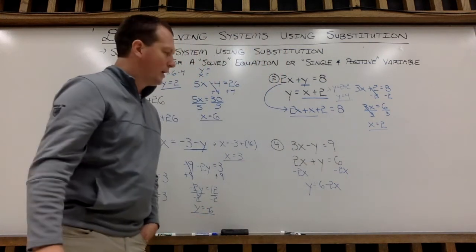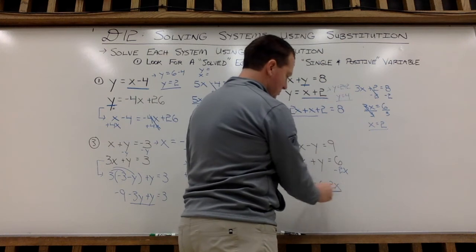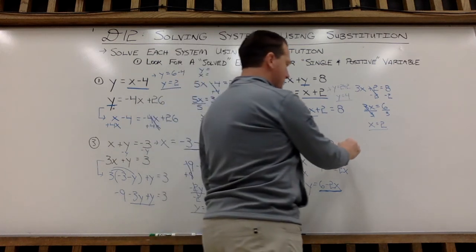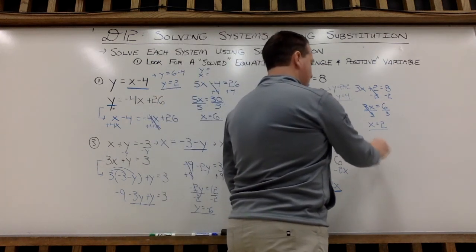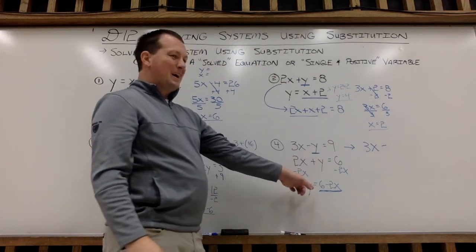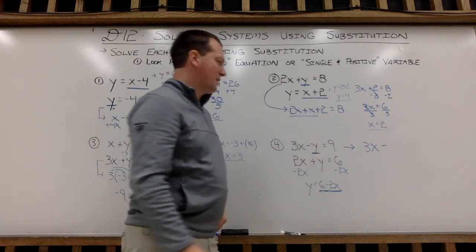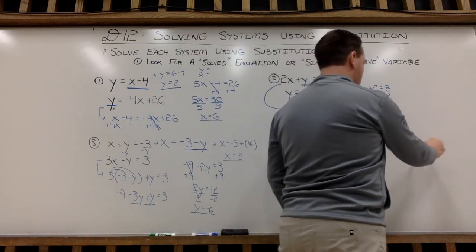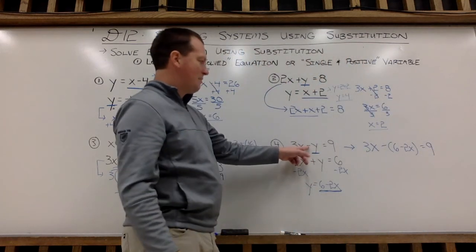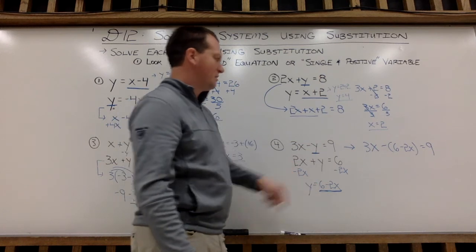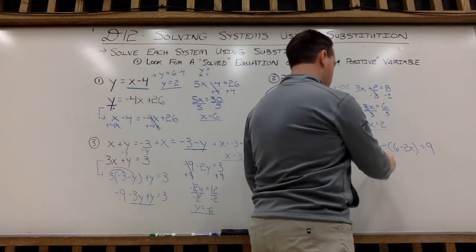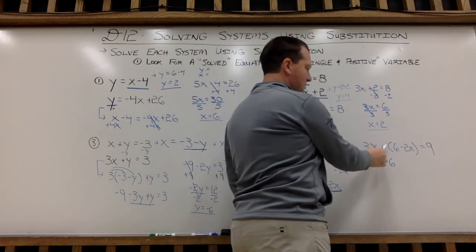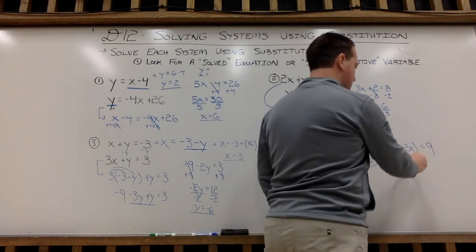All right, ready or not, here we go. So I'm going to put 6 minus 2x in for y in the other equation, right here after this minus sign. So I'm going to have 3x minus, I need to take the opposite of y's value. So I'm going to put in parentheses here, 6 minus 2x will equal 9. So I'm going to take the opposite of y, the opposite of positive 6, which is negative 6. And then the opposite of negative 2x, minus a negative, will become plus 2x. That'll equal 9.